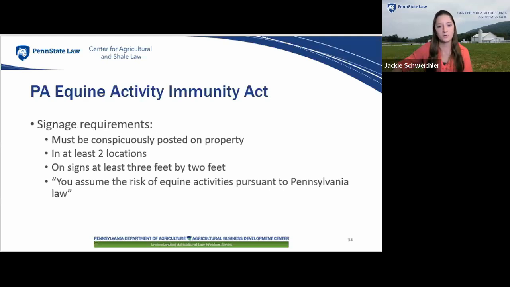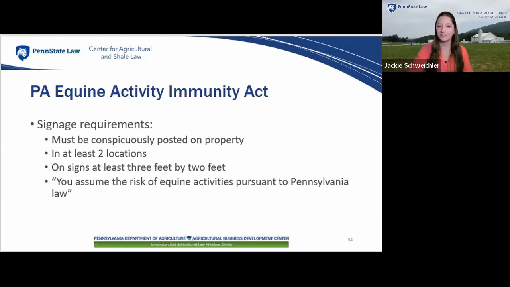So the signage requirements are very similar to the Agritourism Act. In order to use this defense against liability, they have to meet all the requirements we talked about, and they have to have these 3-foot by 2-foot signs. They have to be posted conspicuously, in 2 different locations, and the language has to say, you assume the risk of equine activities pursuant to Pennsylvania law.